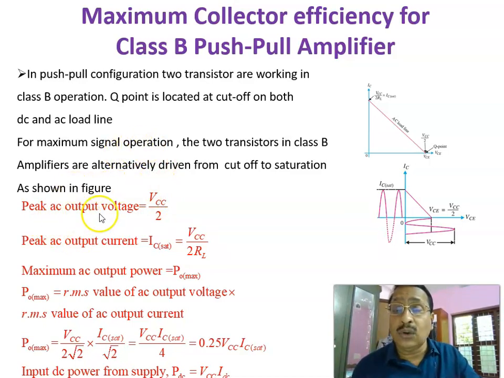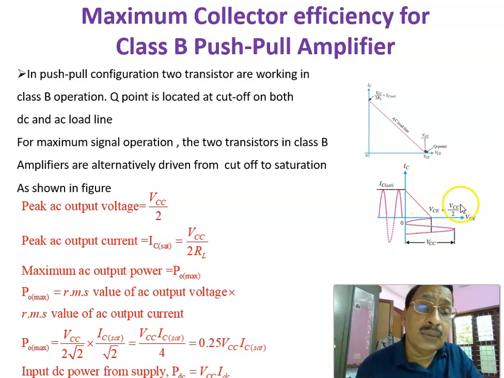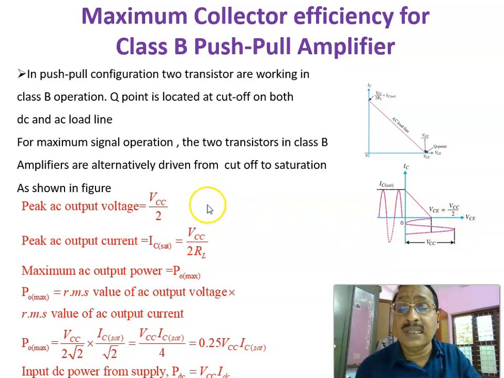Then the peak AC output voltage, as we have seen here, is the output voltage VCC, and this is the VCC. Therefore, this is equal to the peak of that voltage. Here you can say that one is equal to this one. We'll be getting the peak value equal to VCC by 2. This is the VCC, so this is total VCC. So the peak value is equal to VCC by 2. And the peak AC output current is equal to VCC by 2RL. That is the output current at the load side.